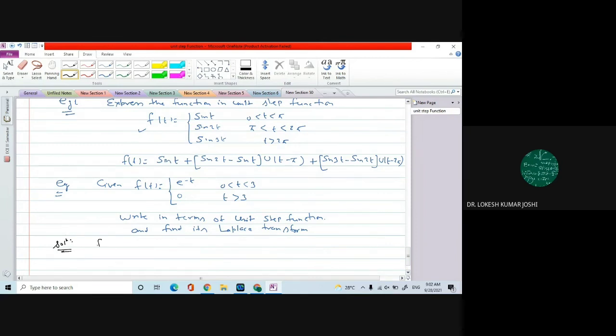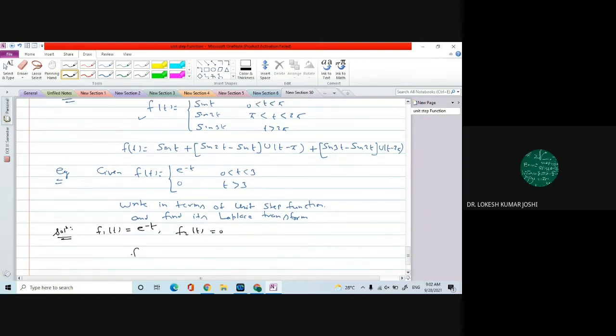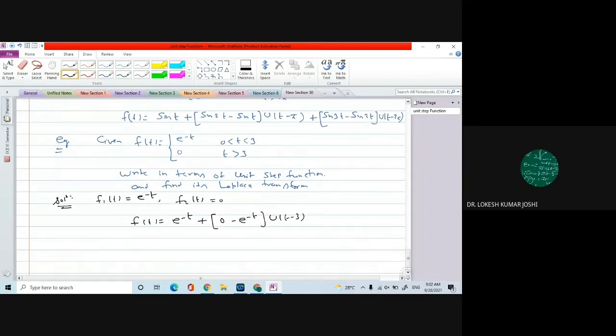Here f1(t) equals e to the power minus t and f2(t) equals 0. We can write it like this: f(t) equals f1(t) e to the power minus t plus (f2 minus f1)(t) u(t minus a). Or we can write it as e to the power minus t times (1 minus u(t minus 3)).